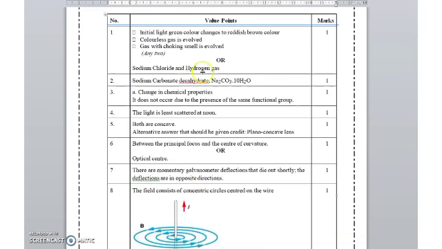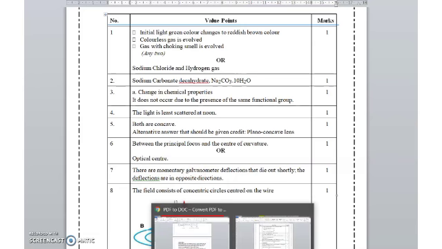Sodium chloride and hydrogen gas will be obtained, because the reaction occurs between HCl and Na. So NaCl and hydrogen gas will form there. This is the answer.